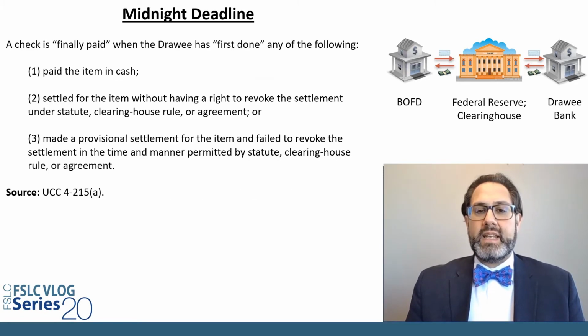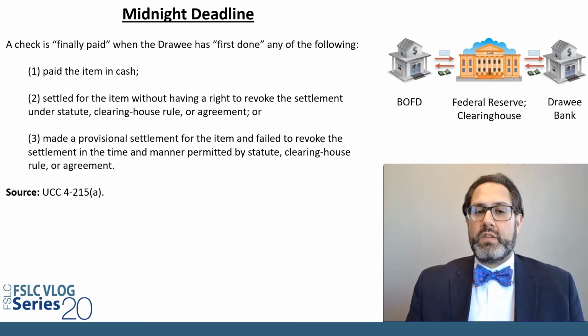The midnight deadline determines when the drawee bank is responsible for the check. A check is finally paid under the UCC when the drawee first does one of the three actions on the slide here: either paying for the item in cash, making a final settlement that cannot be revoked, or making a provisional settlement and then failing to timely revoke it.